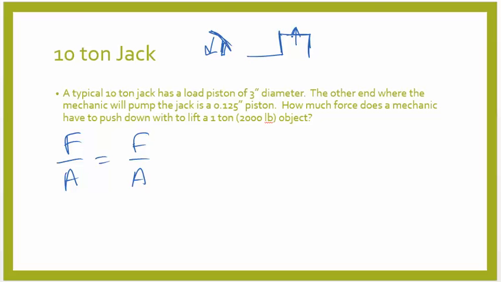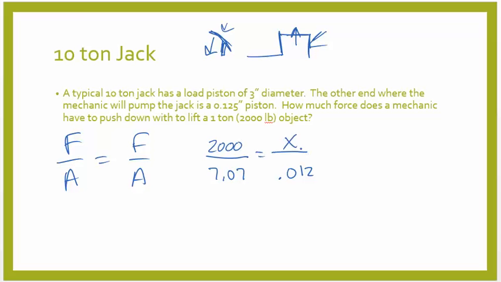What tells us then is that we have a 3-inch diameter. So this load part over here has an area of 7.07. The other end where the mechanic will pump the jack is a 0.125-inch piston. So its area is 0.012. So this little area over here is only 0.012. How much force does the mechanic have to push down with to lift a 1-ton? So right here's where the 1 ton would be, 2,000 pounds.